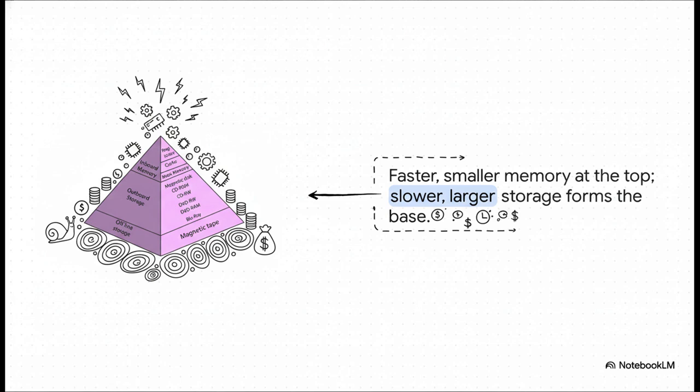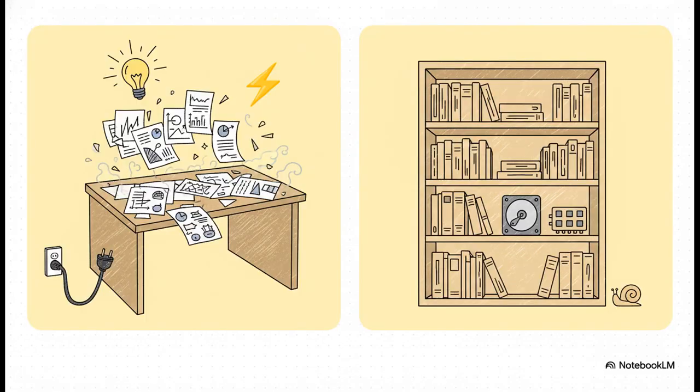Understanding this trade-off is probably one of the most important concepts for knowing how computers really work. The two main levels you'll probably hear about are primary and secondary memory. A great way to think about it is this. RAM, or primary memory, is like your desk workspace. It's fast and it holds everything you're working on right now. But when you turn the power off, your desk gets wiped clean. That's what we mean when we say it's volatile.